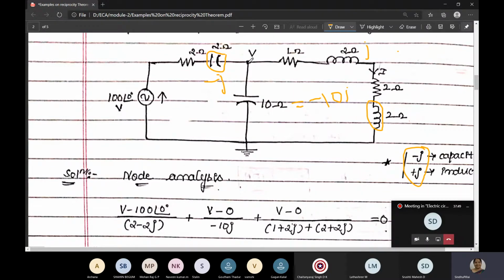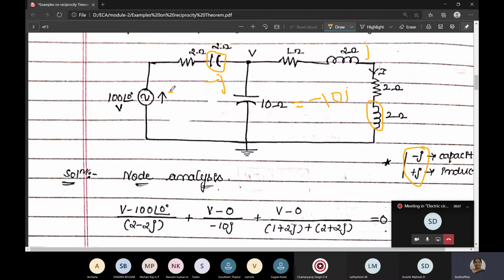How many branches do we have at the node? We have 3 branches, so we have to write 3 equations for current. For this branch, there is a voltage source here, and we have assumed a voltage V. So the difference in the voltage is V minus 100 at an angle 0. See, this is the arrow mark.